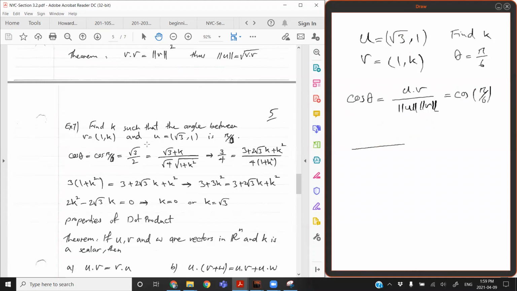So if I multiply these two using the dot product, I get 1 times root 3, that's root 3, plus k times 1, k. That's what I get in the numerator. Then norm of u is going to be this squared plus this squared, so it's going to be root 4. And norm of v is going to be root of 1 squared plus k squared. And I want that to be cosine of pi over 6, which is root 3 over 2. So this is basically an equation, a quadratic equation to solve.